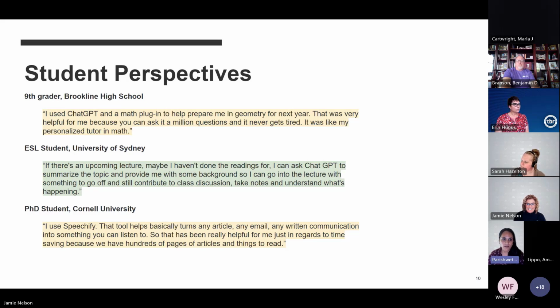And the student further said it was very helpful because I can ask it a million questions and it never gets tired. And it was my own personalized tutor in math.